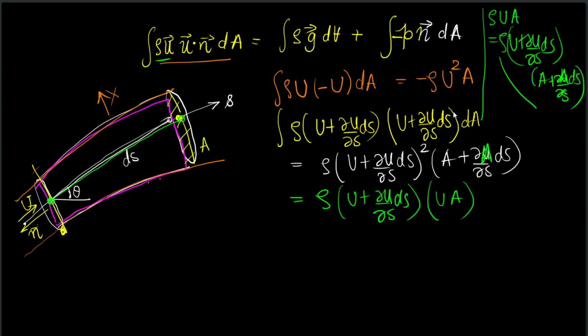So these are the two fluxes. So at least on the left hand side we have rho u times u plus del u del s ds times A minus rho u square A, this term.